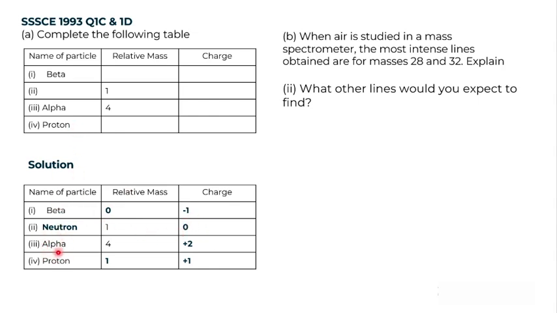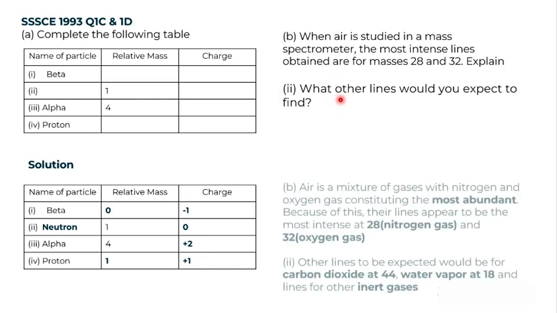Now the third particle is alpha. We're given the relative mass to be 4, and the charge on an alpha particle is +2. So +2 here is our answer. And then a proton has a relative mass of 1 and a charge of +1. Note that for the charges, we have to include whether it is negative or positive. That is why I'm writing -1 and not just 1, and for +2, I'm making sure that I have the positive sign in front of the 2 to show that it's +2 as a charge. Alright, so let's have a look at the second aspect of this question.